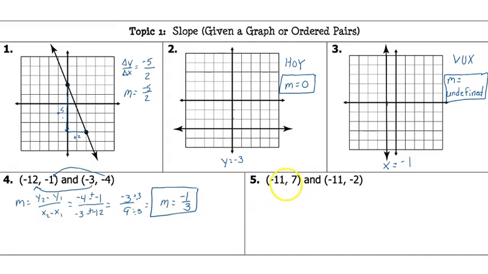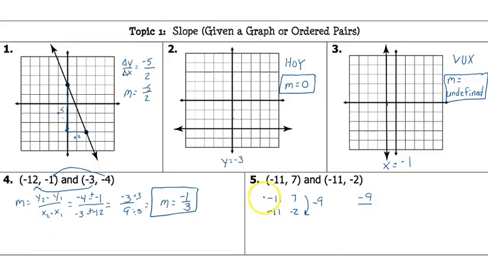And number 5 here, -11 and 7 and -11 and -2. Just going to show you another way to look at this. Some students like to write it like this, over top of each other. If I was at 7 and I needed to get to -2, how many spaces and how would I get there? Well, from 7 to -2, I would drop 9 spaces. So my change in y would be -9.